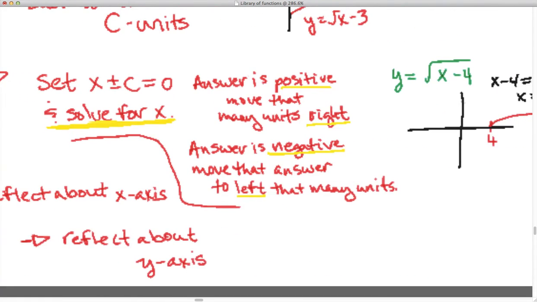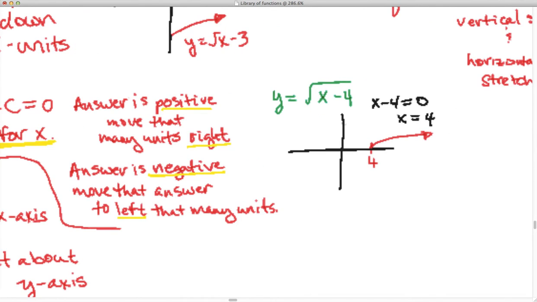So the two reflection rules, if I gave you a negative inside the parentheses, would flip it that way and reflect it about the y-axis. Okay, but if I have a negative outside the parentheses, well, I guess I could do that in a different color.